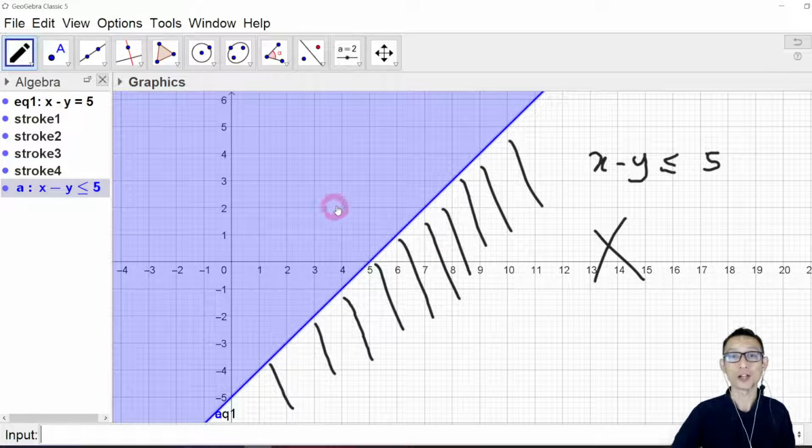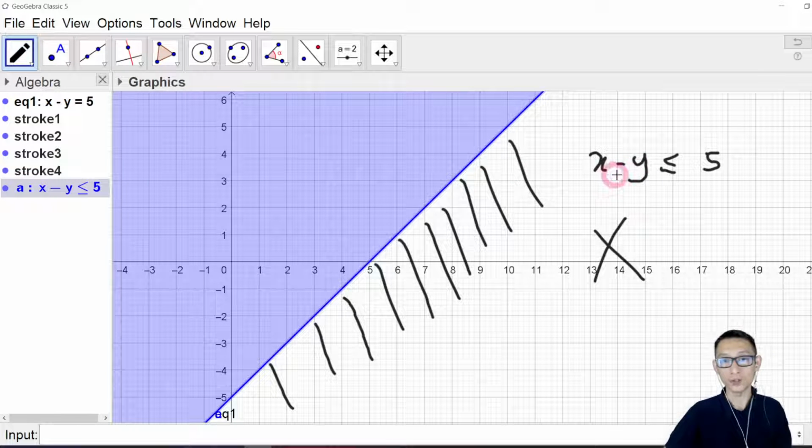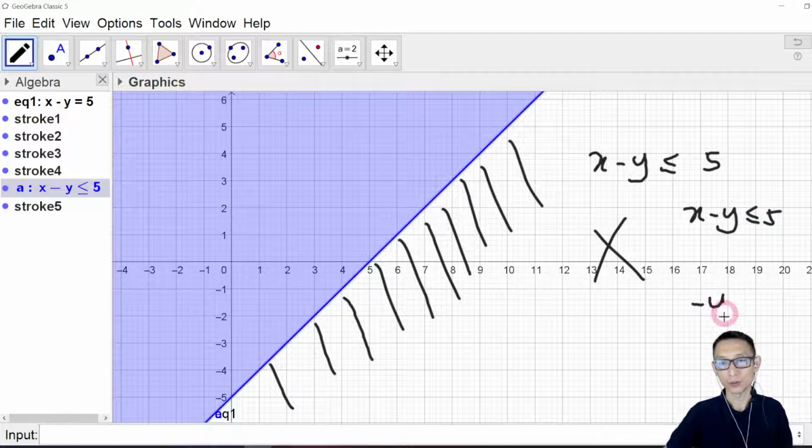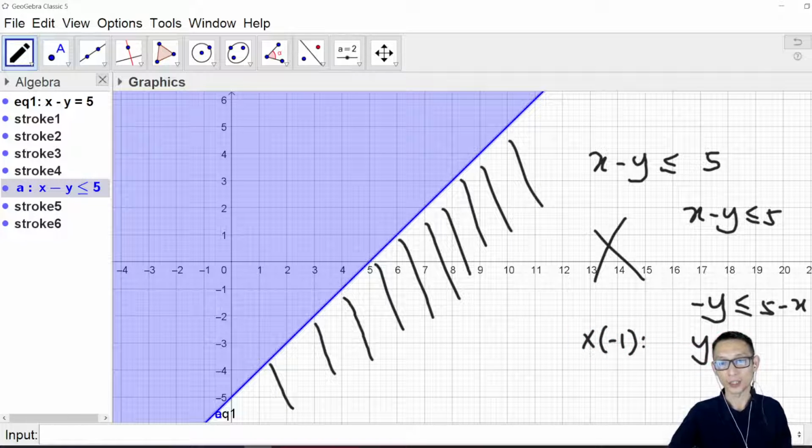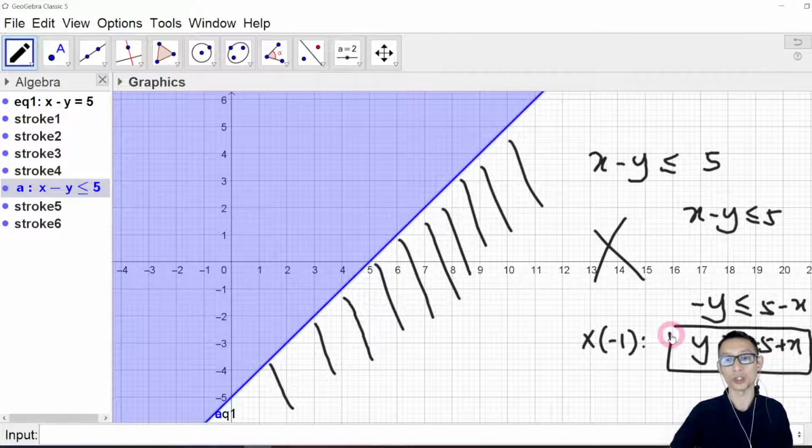This is what I told you just now. Make sure that the coefficient of y is positive. So if you are given this one, you actually can change it, right? So negative y is less than or equal to 5 minus x, right? Okay, and then times negative 1. So y greater than or equal to negative 5 plus x. Now only you start to shade the region. Now it's very clear, greater than or equal to, above. Okay, so these are a few things that you need to be more careful about when you want to determine the region that you want to shade.